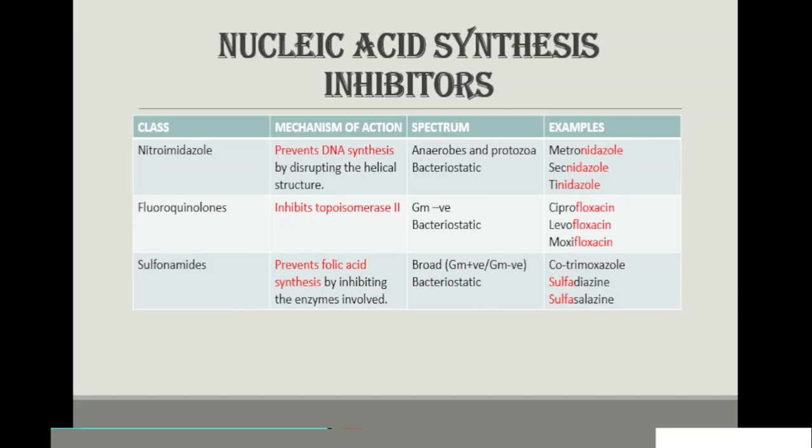Examples are cotrimoxazole, which contains trimethoprim and sulfamethoxazole. So it's a combination of two drugs. The trimethoprim acts on dihydrofolate reductase. Then the sulfamethoxazole inhibits dihydropteroate synthase. These are key enzymes in folic acid synthesis. Other examples are sulfadiazine and sulfasalazine.